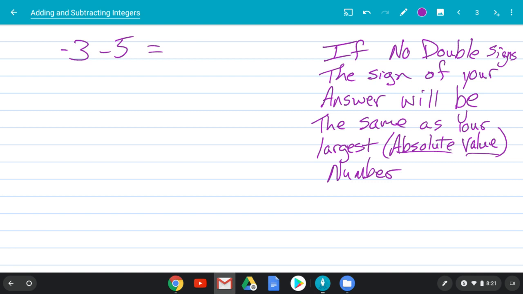So now I have -3 and a -5, or -3 minus 5. I don't care how you read it. What is my largest number? 5. What is its sign? So my answer is going to be negative.